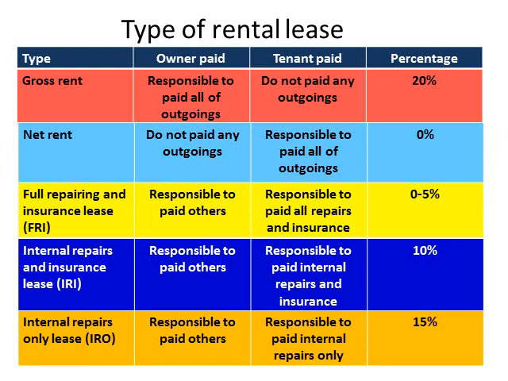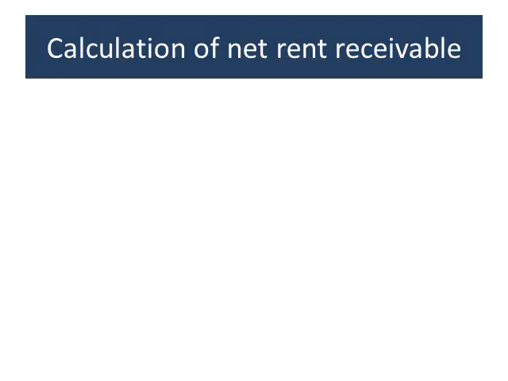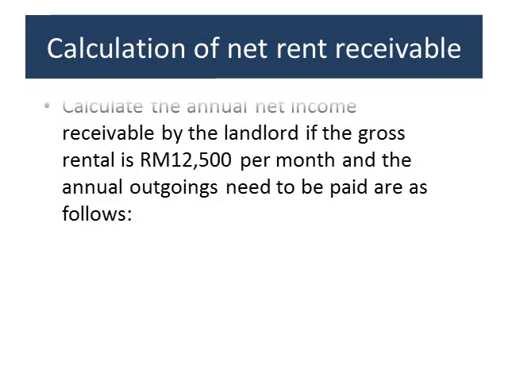So for IRI, the owner needs to pay 10% outgoings. And the last one, IRO, the owner needs to pay about 15% of outgoings. So this is actually a simple example to calculate the net receivables. Here is the situation where you need to calculate the annual net income receivable by the landlord, if the gross rental is 12,500 per month and the annual outgoings need to be paid at several amounts.